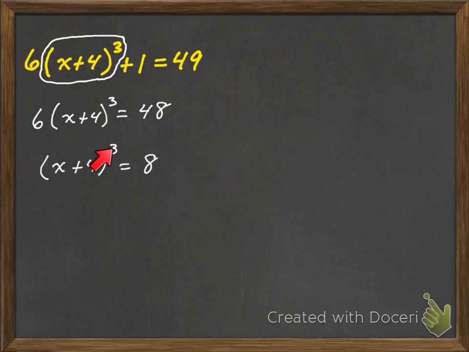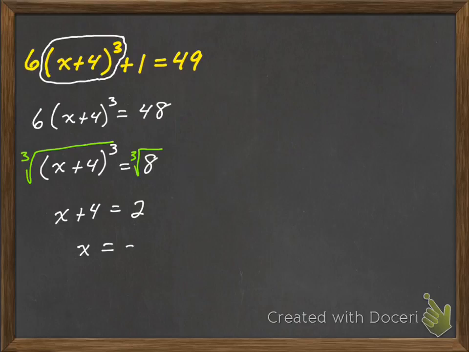And then to get rid of a cube, we do the opposite of that, which is taking a cube root of both sides. All right, so we're going to take a cube root of the left side and a cube root of the right side. So that cancels on the left, leaving us with just x plus 4, and the cube root of 8 is 2. Subtracting 4 gives us x equals -2. And if you substitute -2 back in, you get -2 plus 4 is 2, and 2 cubed is 8. 8 times 6 is 48, plus 1 is 49. So that is a valid solution.